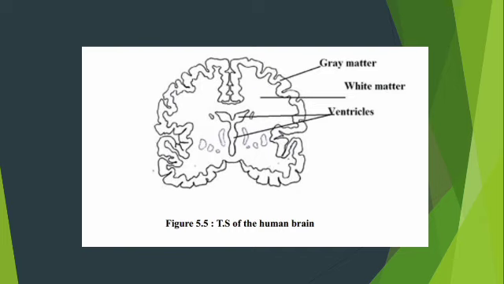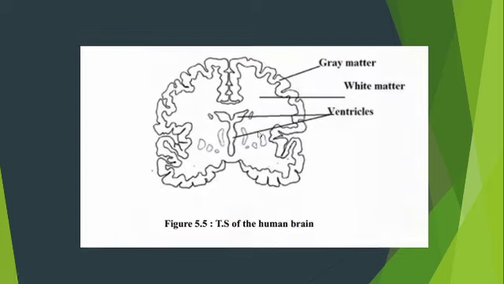and this is a cross section or transverse section of the human brain. According to that, in the transverse section of the human brain, grey matter is located outside and white matter is located inside, and also the cerebroventricles, which are filled with cerebrospinal fluid, are also indicated here.